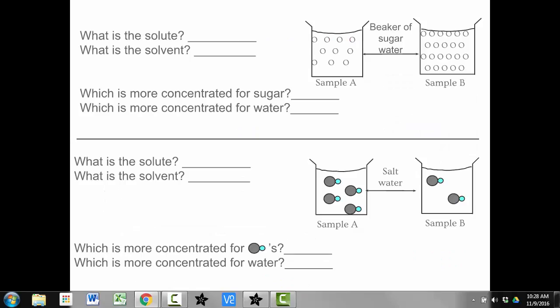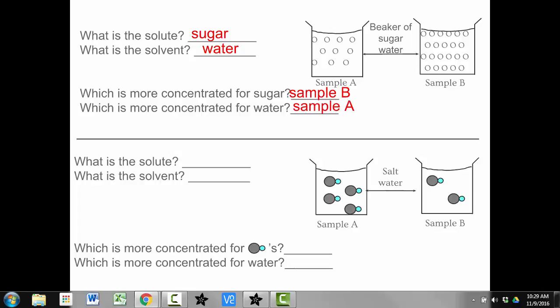So let's look at a few examples. Let's say I have two beakers of water and I'm dissolving sugar in some water. First, what's the solute in this solution? The sugar. What's the solvent? The water. If circles represent my sugar molecules, which has a higher concentration of sugar? B does. Which has a higher concentration of water? Sample A.